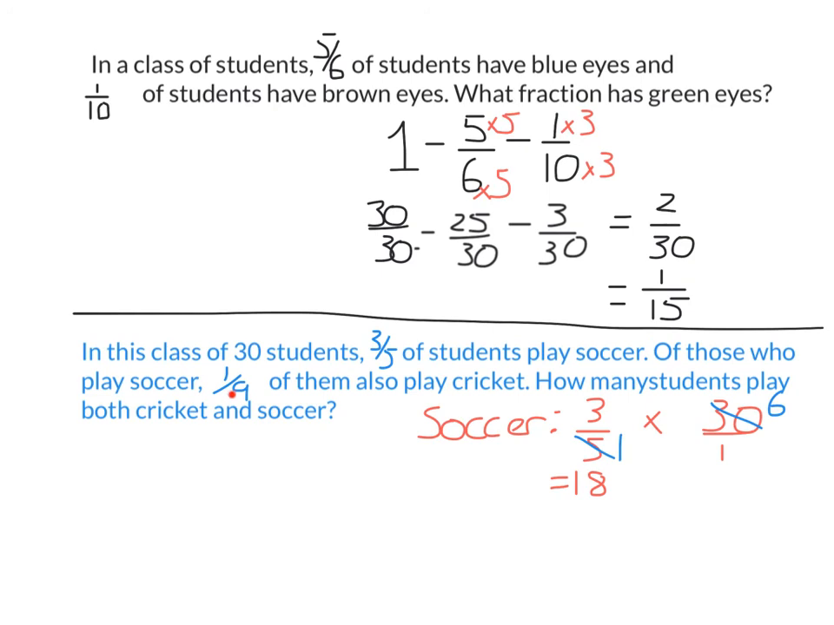Now I'm told 1/9 of them, of these soccer players, also play cricket. So the number of people that play both cricket and soccer is 1/9 of 18. So I'm going to do exactly what I just did. I'm going to change of to times, because of means times, and I'm going to write 18 as 18 over 1. 9 goes into itself once, it goes into 18 twice. So 1 times 2 is 2, 1 times 1 is 1. This just gives me 2. There are 2 students overall that play both cricket and soccer.